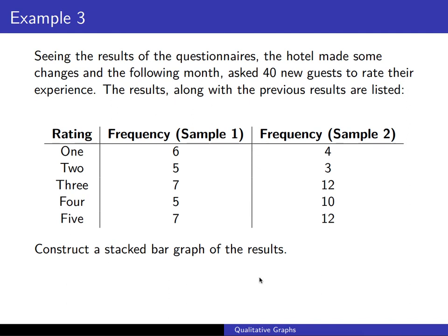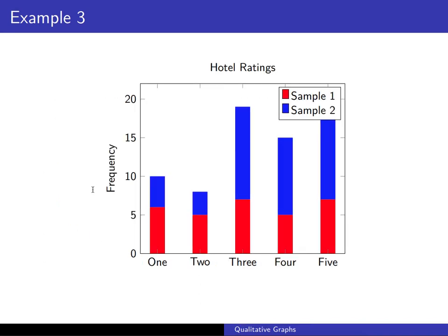For a stacked bar graph, we're going to have our 5 bars, 1, 2, 3, 4, 5, for each rating. And then the heights are going to be just the totals across the rows. So 6 and 4, we're going to have a height of 10 for a rating of 1. We're going to have a height of 8 for a rating of 2. We're going to have a height of 19 for a rating of 3, etc. The legend here cuts into it a little bit, so I apologize for that.